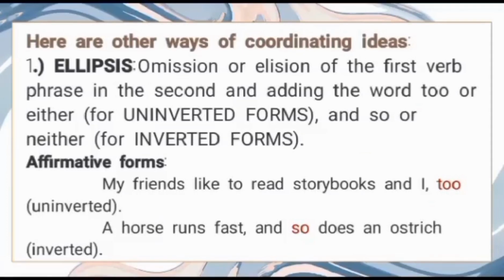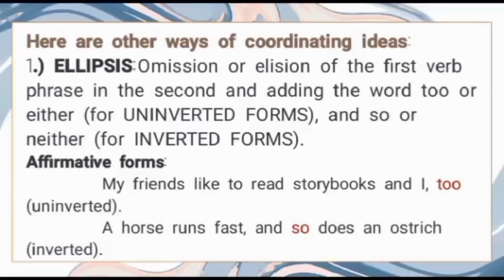So, the first one is ellipsis. Omission or elision of the first verb phrase in the second, adding the word too or either for uninverted forms, and so or neither for inverted forms. When we say omission, it is someone or something that has been left out or excluded. So, going back to what was stated: omission of the first verb phrase in the second. Meaning, eliminating or excluding the verb phrase in the second clause or sentence.